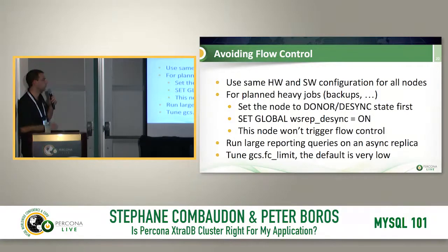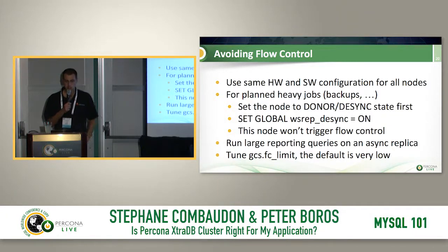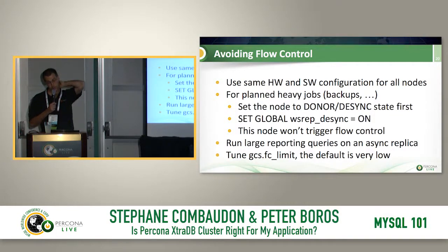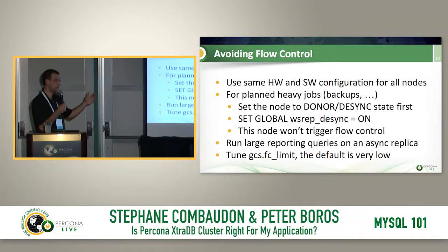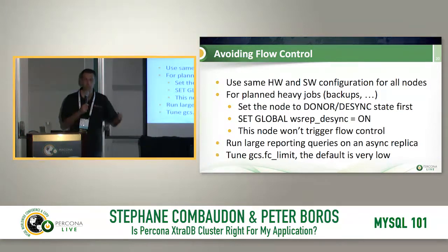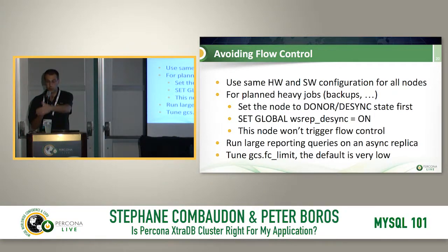So how to avoid flow control? You have a few different ways to do that. The first thing is to make sure that you're using the same hardware and same software configuration everywhere. So again, with PXC, all nodes are equal. There's no good reason why you should have a node that is slower than the others, or one node that should be better or more powerful than the others. You should have everything equal everywhere.